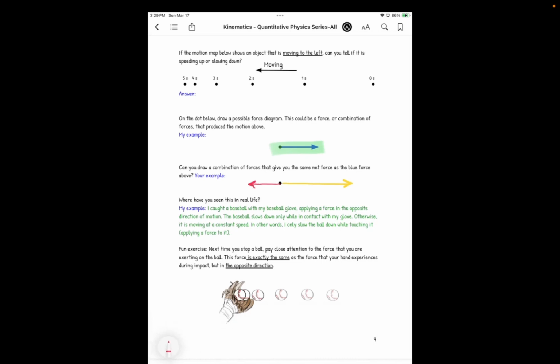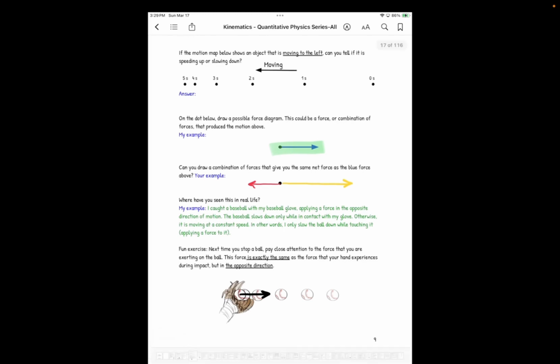Maybe that much? Yeah. So an example of that would be a baseball coming towards you, and you stop it by applying a force in the opposite direction of motion. So if you apply a force in the opposite direction of motion, you would slow it down, right?